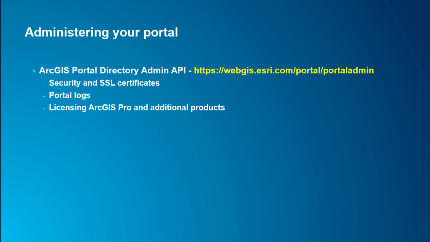Okay, so now you've decided on your deployment strategy. If you're at 10.5.1, you may use the ArcGIS Enterprise Builder, or you may install it manually, but at this point, you're ready to start administrating your portal. And this is going to be done through the Portal Directory Admin API, accessible through the Web Adaptor. In this case, ours is portal/portaladmin.